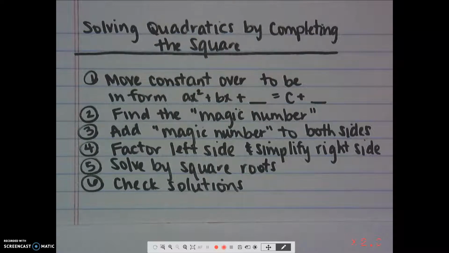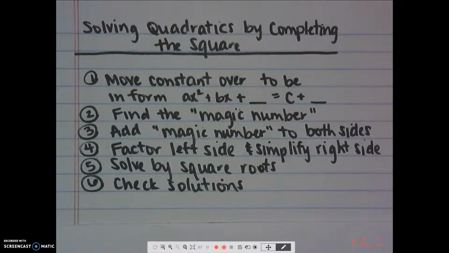Today we're going to be solving quadratics by completing the square. So here are our set of steps. We're going to move the constant over to be in the form ax squared plus bx plus blank equals c plus blank. We're going to find the magic number. We're going to talk about how we find that magic number here in a little bit.